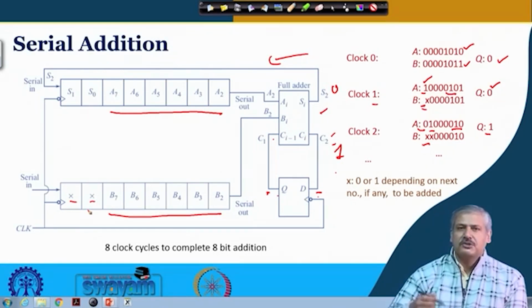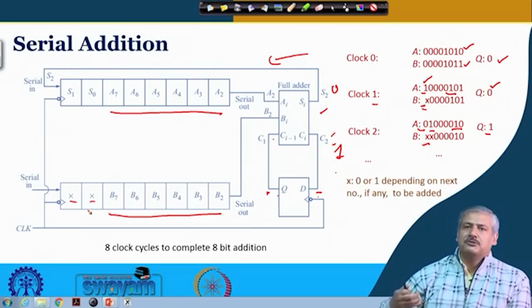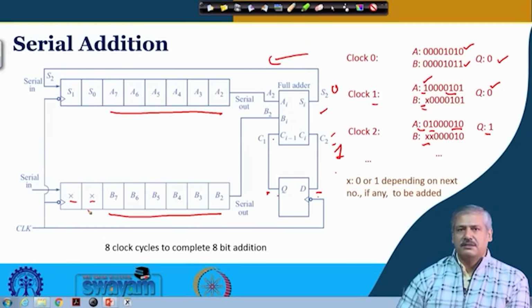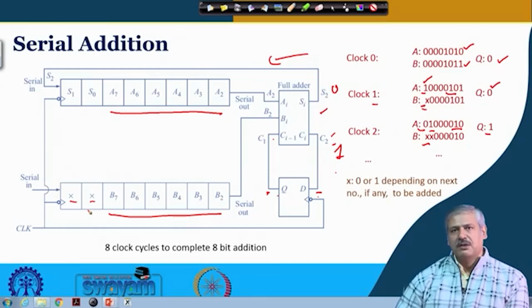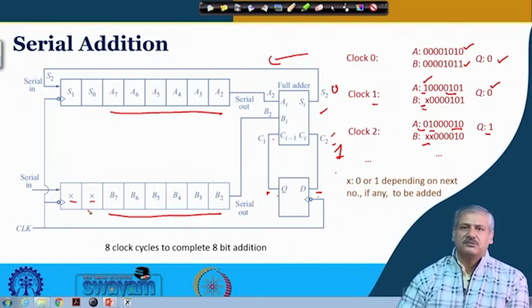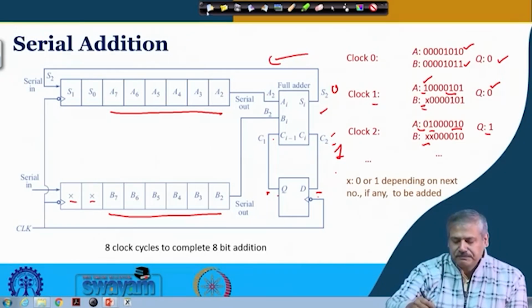So, earlier we were doing it in one go, here we require 8 clock cycles to complete the addition. This is the difference between parallel addition using combinatorial logic and serial addition using sequential logic. There it was faster, but required more hardware; here it is slower, it requires more time. But if the clocking is sufficiently fast, then it can be done in real time.